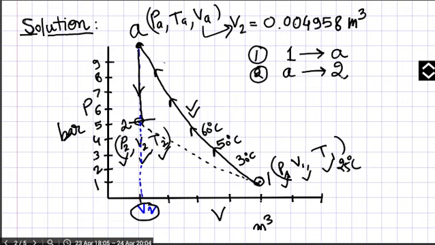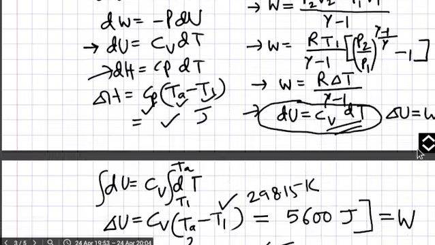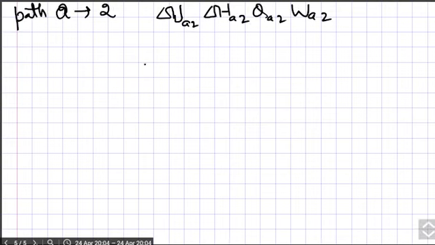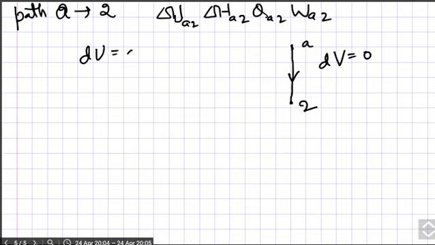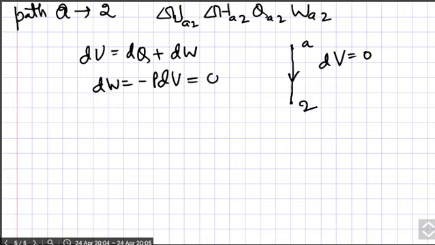Now when we have calculated all the values for this path, we can go to path A to 2. For this also we will have to calculate 4 values. Again we will start with those 6 formulas. This is a constant volume process, that is dV is equal to 0. So if you write the first law of thermodynamics, the first formula dQ plus dW, and the second was dW is equal to minus PdV, and change in volume is 0 here, so work will be 0.